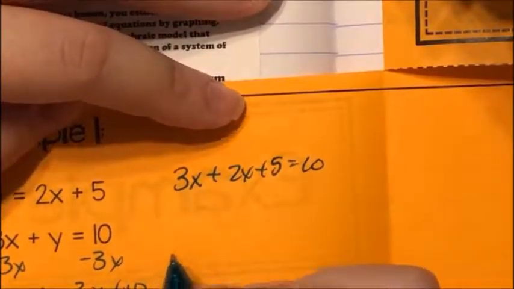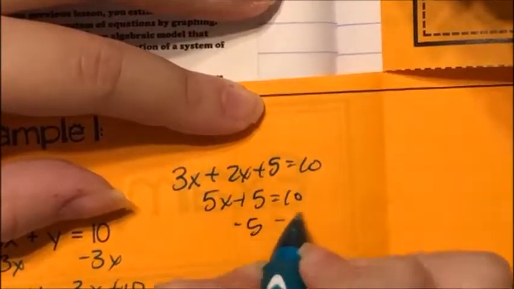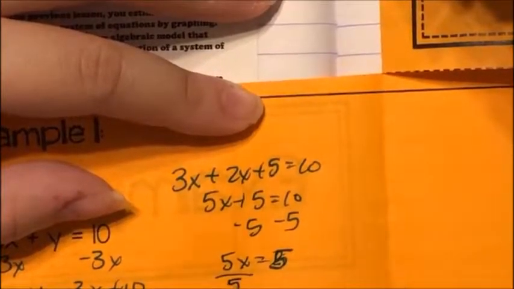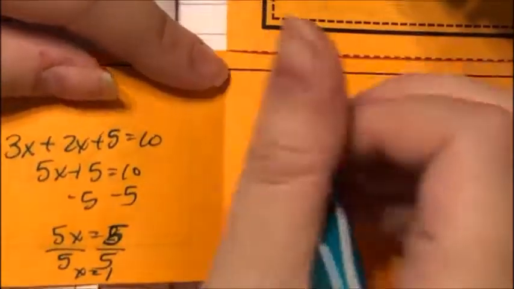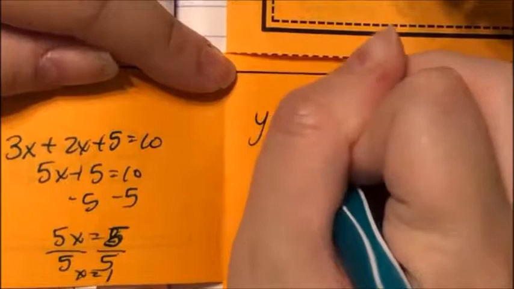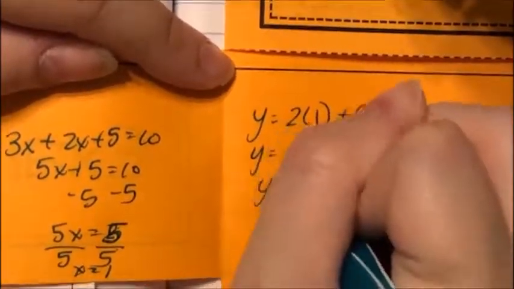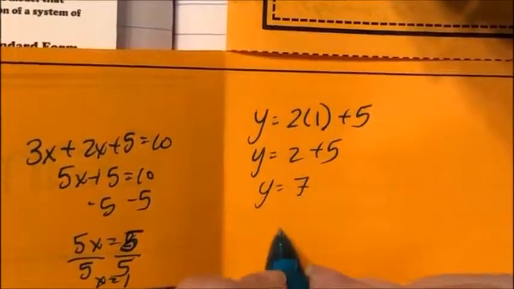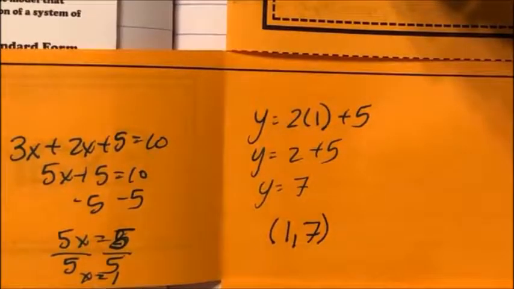I'm going to solve it for x. So I get 5x plus 5 equals 10. Subtract 5 from both sides. So 5x equals 5. Divide by 5. X equals 1. I'm going to plug that back into one of my original equations. Okay, so when I do that, I plug in 1. 2 times 1 is 2, plus 5 is 7. So my solution is 1, 7. Okay.